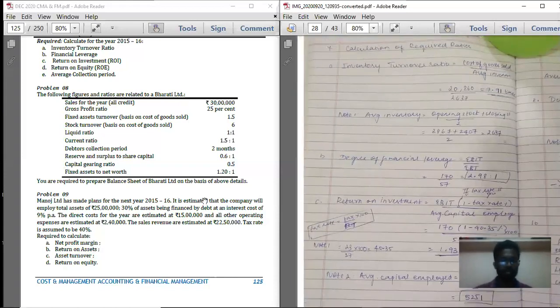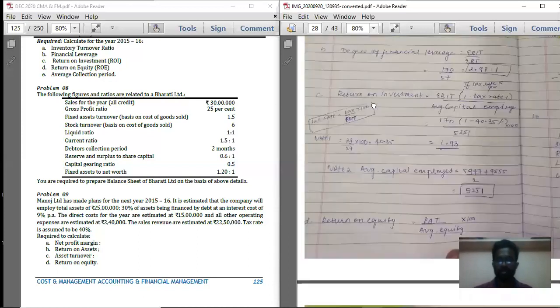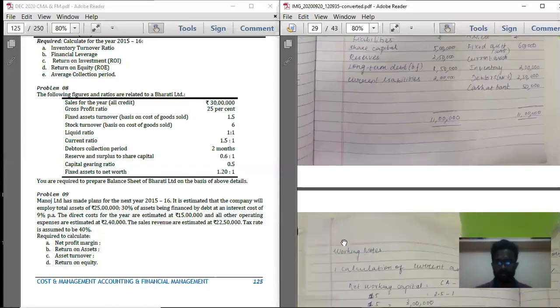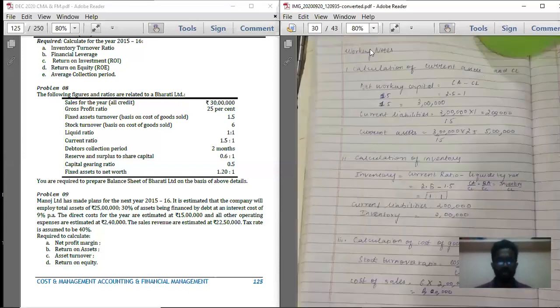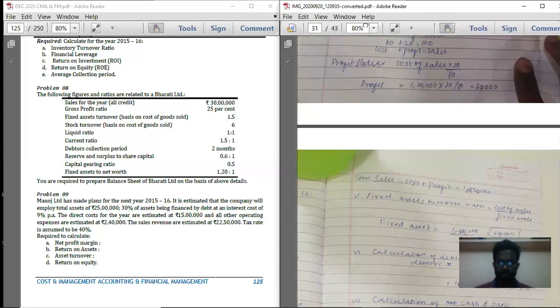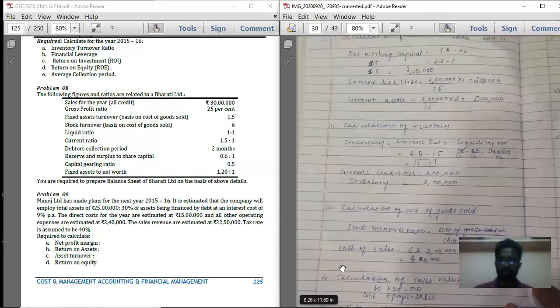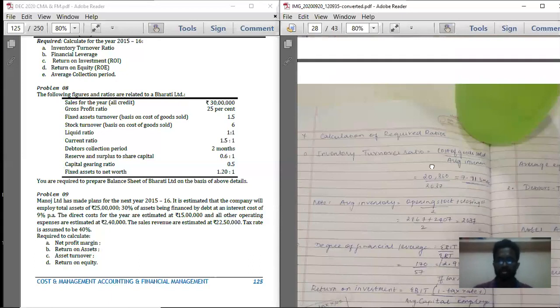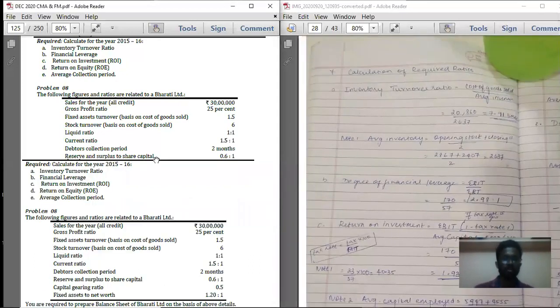Problem number 8 is done. So next we'll move on to problem number 7. Problem number 7 and problem number 10 are left over. So what is problem number 7?